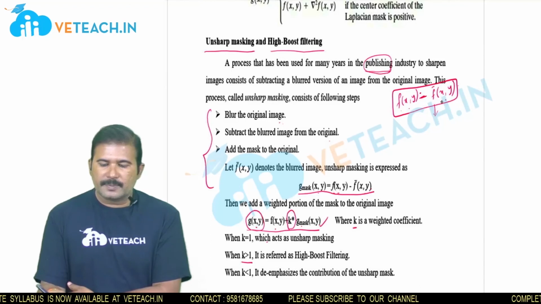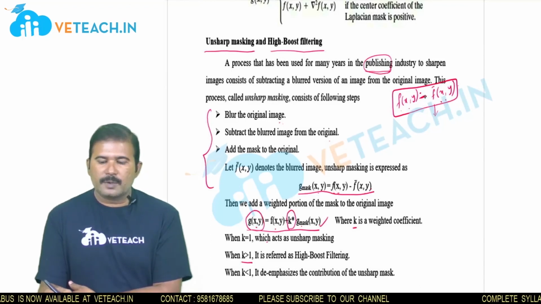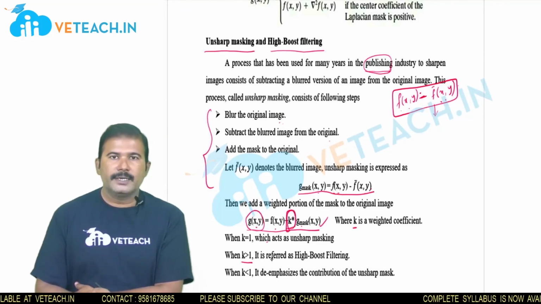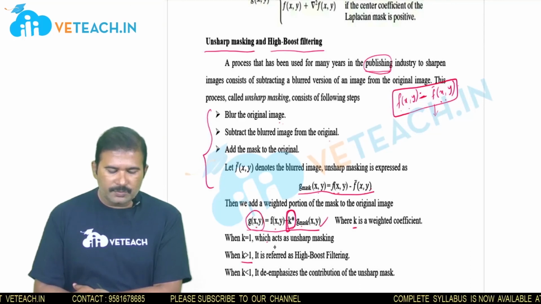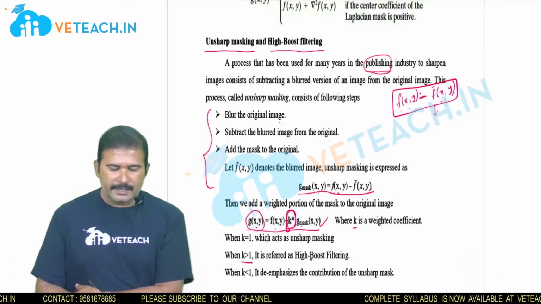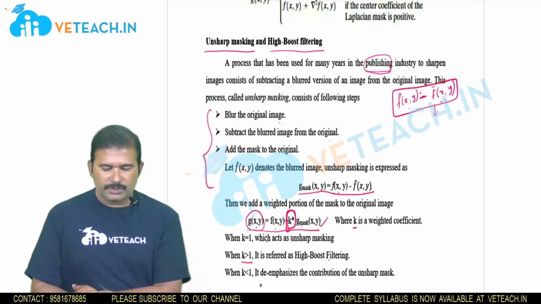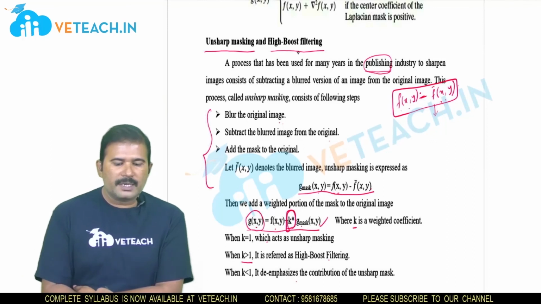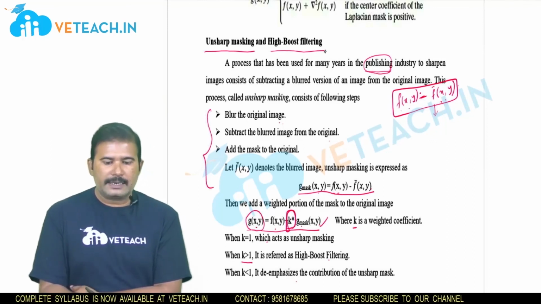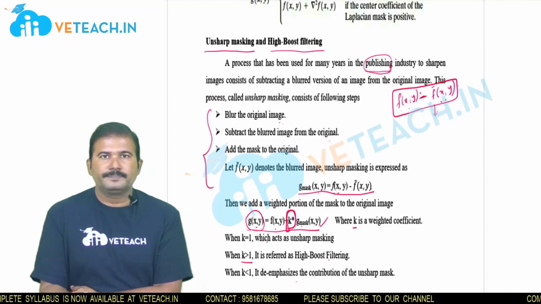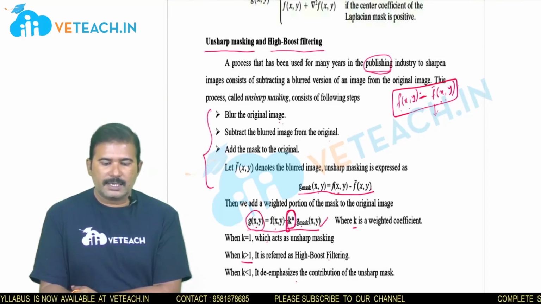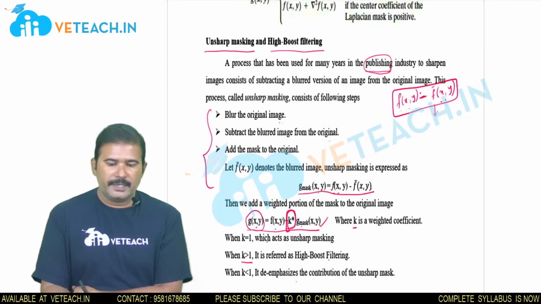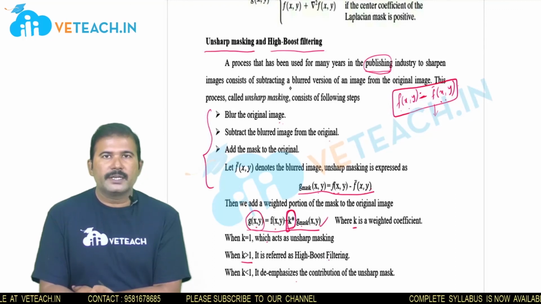So like this, if you subtract the blurred portion from the original image, sharp features will be highlighted, and the amount of highlighting we can decide by the coefficient k. If k value is 1, that is called unsharp masking. If k is greater than 1, it is high boost filtering, and if k is less than 1, it reduces the effect of this mask. These unsharp masking and high boost filtering also come under the category of sharpening, along with the operators we have discussed based on first order and second order derivatives. These two techniques find their application particularly in publishing, that is, the printing industry.